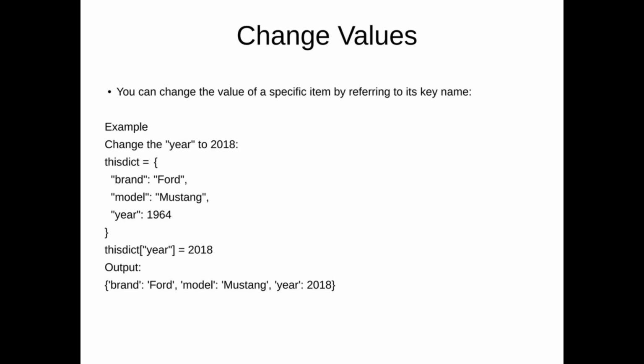get model only should be displayed, by using this get method. Change values: you can change the value of a specific item by referring to the key name. In the same example, change the year to 2018. The existing 1964 is replaced with 2018. By using this dictionary, only year is changed. Then the result displays brand name Ford, model name Mustang, and the year, existing 1964, is now changed to 2018.